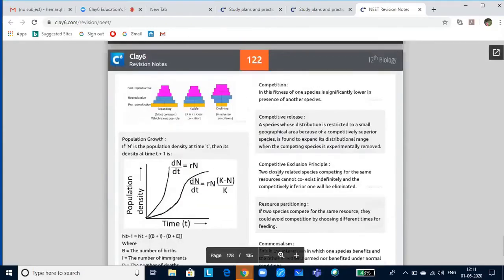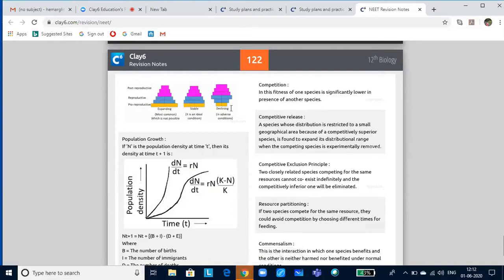Now in any population, you will find three kinds of age groups: the pre-reproductive stage, the reproductive stage, and the post-reproductive stage. If the number of organisms in the pre-reproductive stage is high when compared to reproductive and post-reproductive, then you call it an expanding population. Which is most common, but it might not be possible all the time. An ideal condition would be a stable state wherein both pre-reproductive and reproductive phases have almost the same number of organisms. The pre-reproductive phase moves to the reproductive phase, and the reproductive phase moves to the post-reproductive phase. In this way, there is a balance in the population.